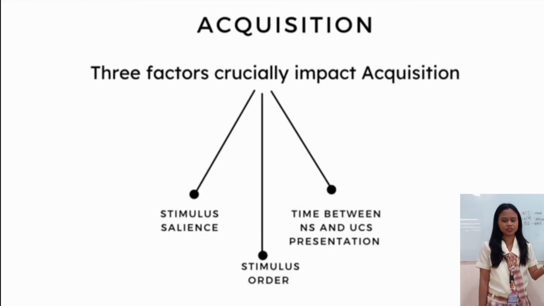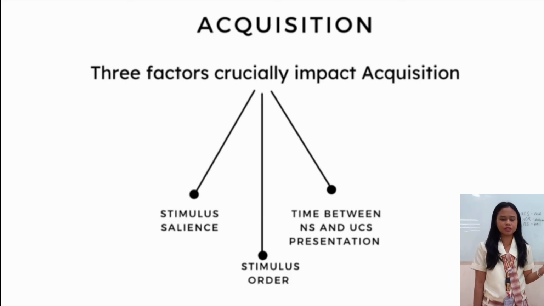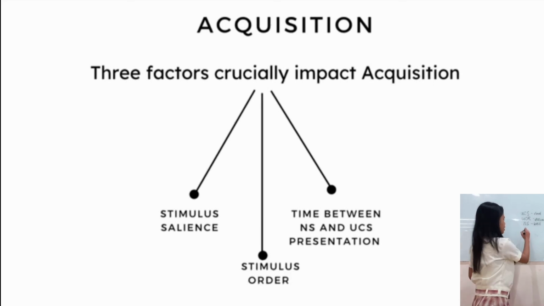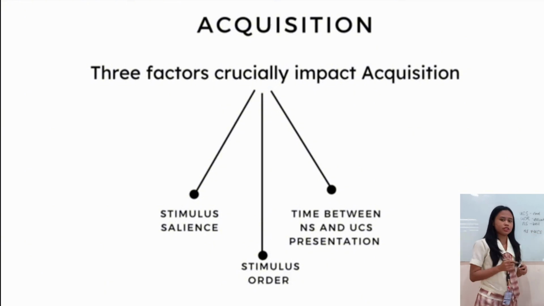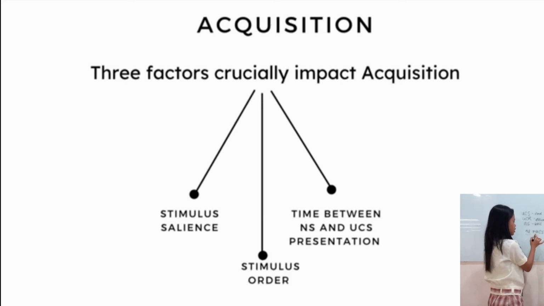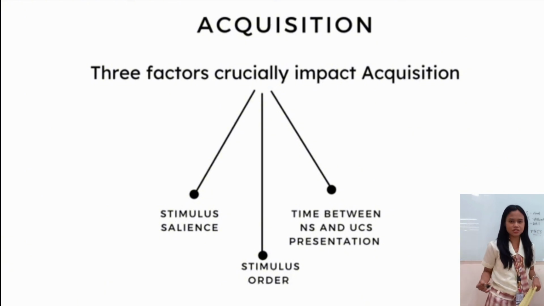In acquisition, there are three factors that crucially impact the result of that experiment. The first one is stimulus salience, which is the loudness or the impact of the sound of the neutral stimulus, which is the bell. The second is stimulus order: in NS plus UCS, the neutral stimulus will always come first rather than the UCS. The dog will then acquire the neutral stimulus as the conditioned stimulus.